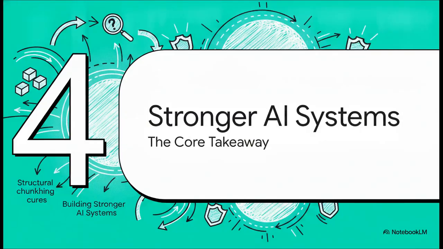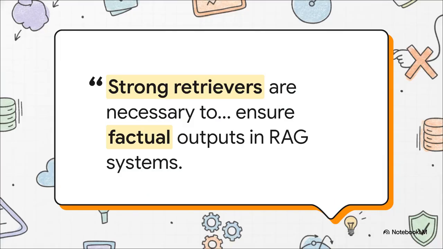Section 4, Building Stronger AI Systems. Let's look at the core takeaway. We've covered a lot of ground today, from diagnosing those frustrating hallucinated symptoms all the way to implementing structural chunking cures. But it really all boils down to this. Strong retrievers are necessary to provide the most relevant context and ensure factual and relevant outputs in RAG systems. Seriously, the retriever is the true gatekeeper of quality here. If you fix your document chunking, upgrade to dense vector models, use high-quality embeddings, and keep your data fresh, that is exactly how you transform a weak link into an incredibly strong retriever.